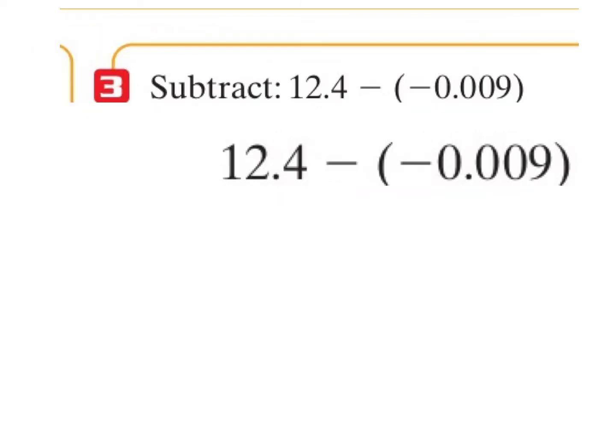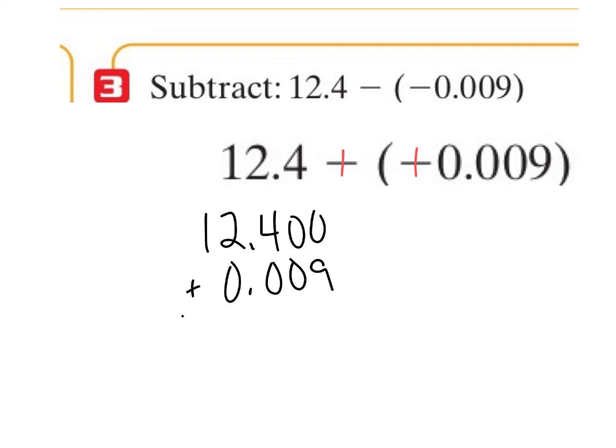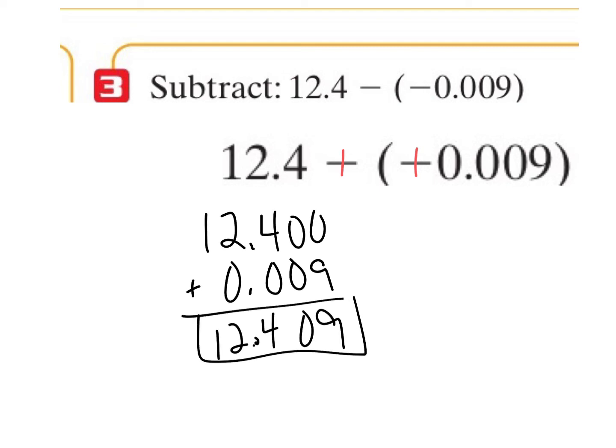Example 3, similar situation. They're subtracting. We can add the opposite, make your 2 sign changes. At that point, actually everything is positive, and so it's just like regular adding numbers together. Make sure you line up your decimal points. And that would be it.